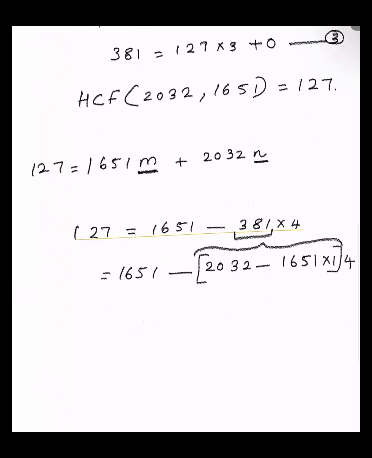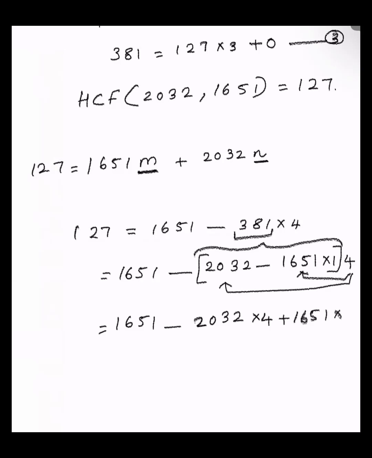Okay, now you have everything in terms of 127. You are expressing it in terms of 1651 and 2032. Let's expand it and see. So what do I get? 1651 minus 2032 into 4. This 4 I am multiplying to each and every term. Minus and minus will become plus 1651 into 4.